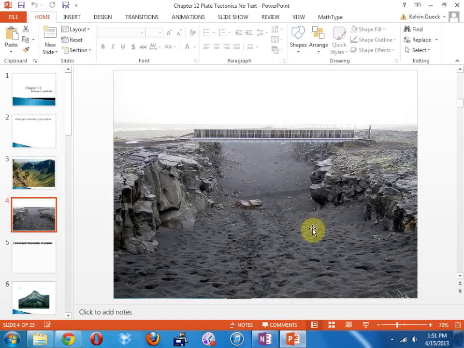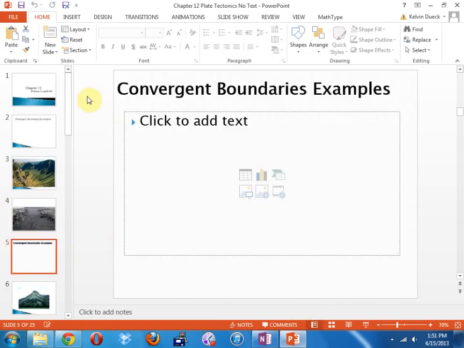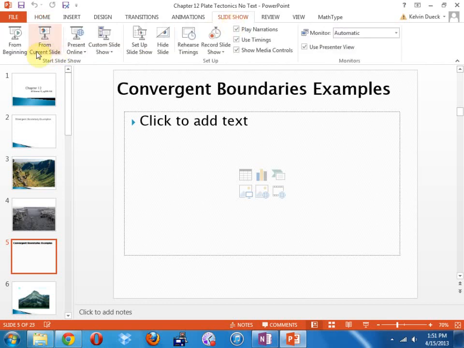So, some convergent plates. It's going to work or not. Let's see. Have you guys got a screen at all? There we go.